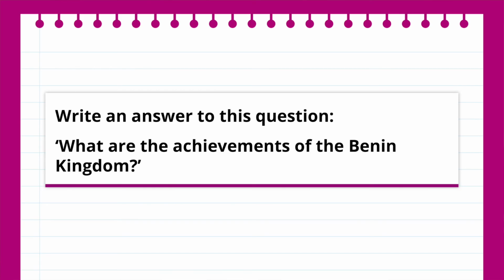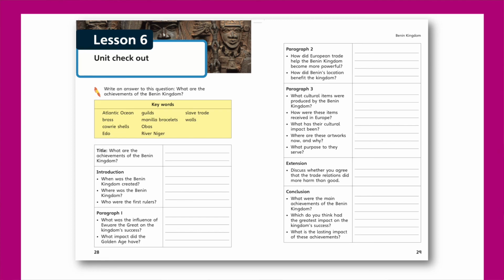And in Lesson 6, pupils have the opportunity to bring together everything that they have learned in an extended piece of writing, answering the question, what were the achievements of the Benin Kingdom? Pupils will be encouraged to weigh up the many accomplishments of this powerful, successful empire and then make a judgment on which they feel was the greatest achievement and why.